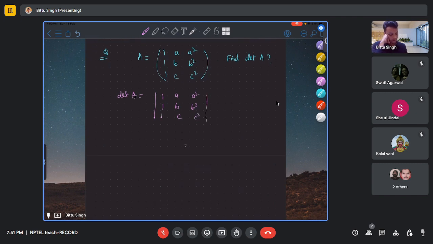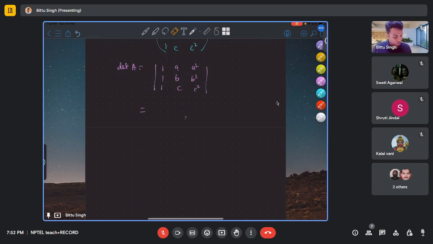Now we can perform elementary operations. Elementary operations mean you can add one row to another row, multiply a row and add it to another row, and you can exchange two rows, but exchanging will give a negative sign. You need to remember this fact. If you perform r2 minus r1, then the determinant will be the same as the previous, and if you perform r3 minus r1, the determinant will again be the same as the previous.